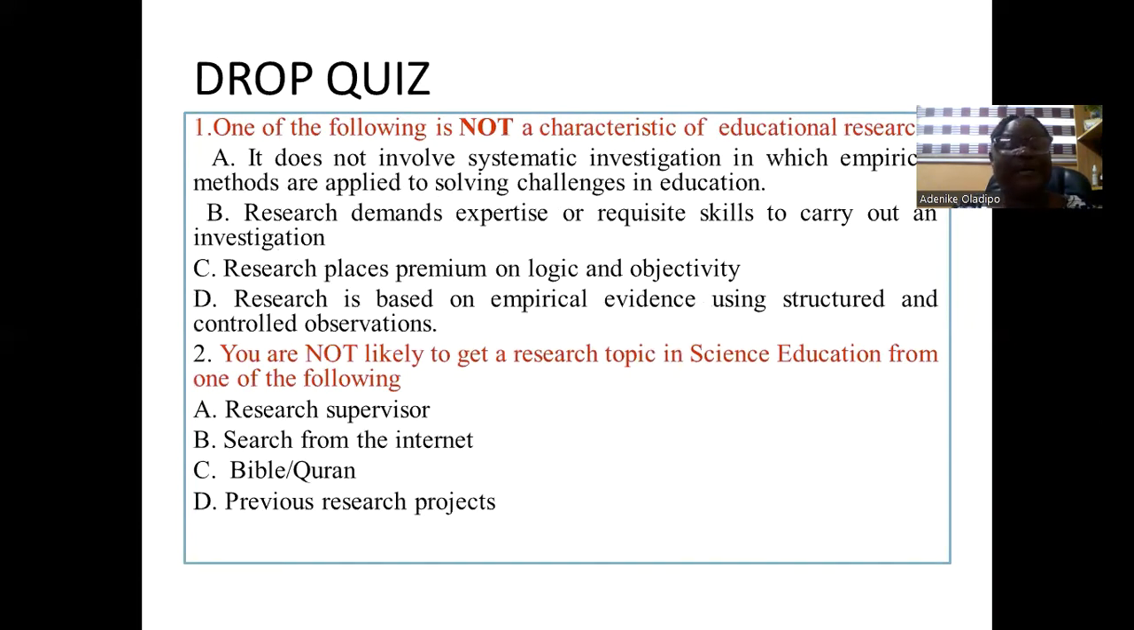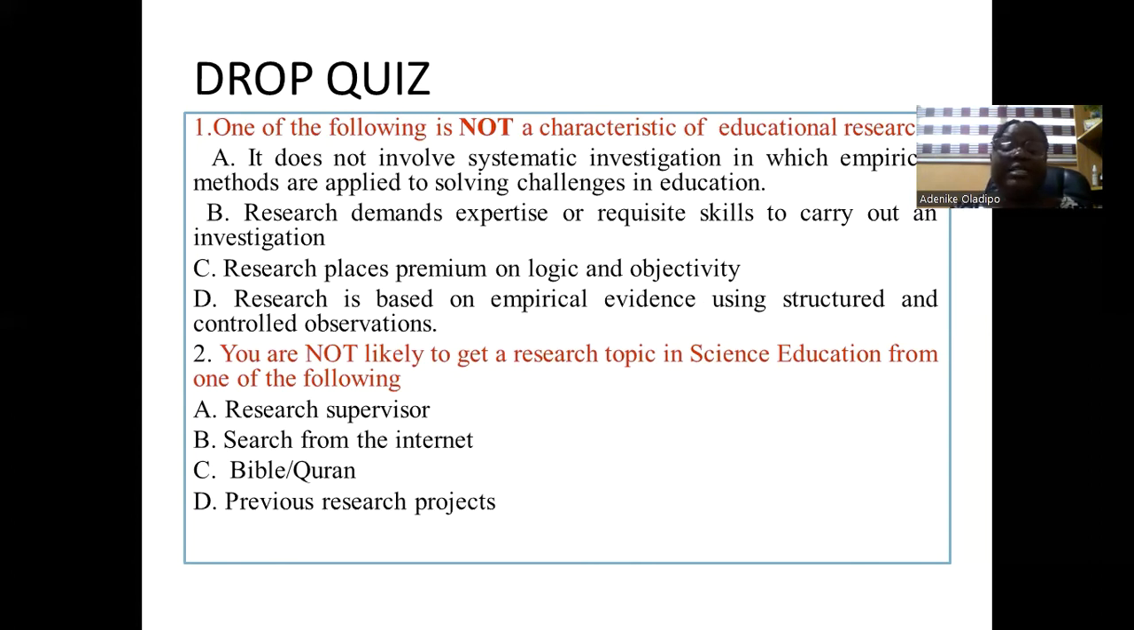By way of assessment, can you please take your pen and pencil and do this in just 2 minutes? One of the following is not a characteristic of educational research. It's a multiple choice question, and you have to choose an option. A says it does not involve systematic investigation in which empirical methods are applied to solving challenges in education. B says research demands expertise or requisite skills to carry out an investigation.